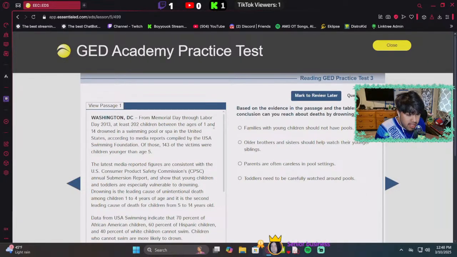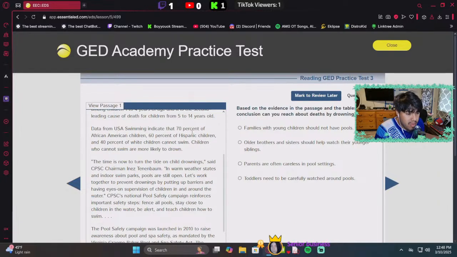Based on the evidence inside the passage and the tables, what conclusion can you reach about the deaths by drowning? On the USA swimming indicated that 70% of African American children, 60% of Hispanic children, and 40% of white children can't swim. Children who can't swim are more likely to drown.